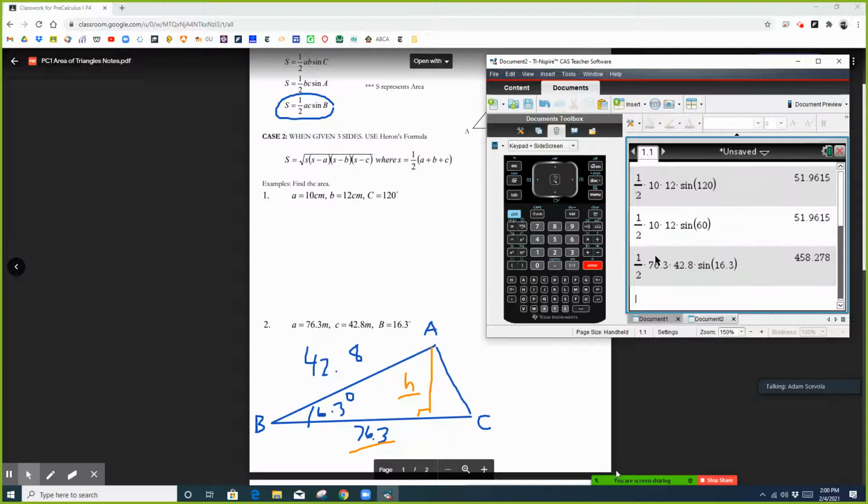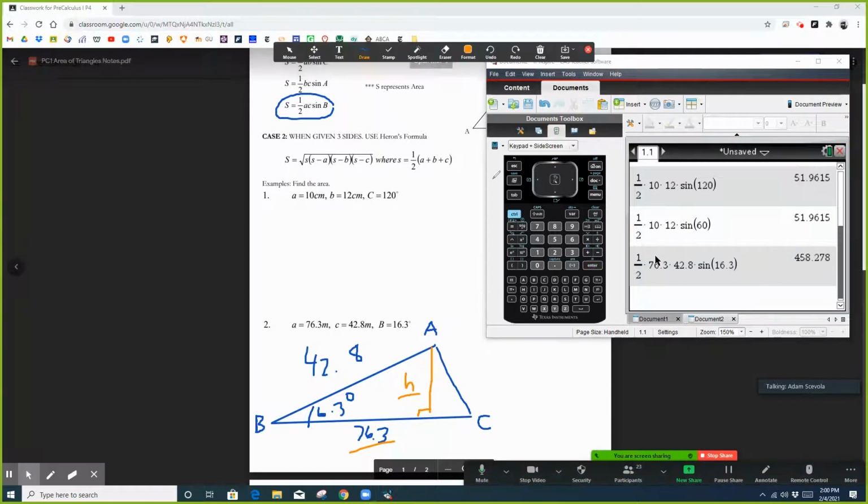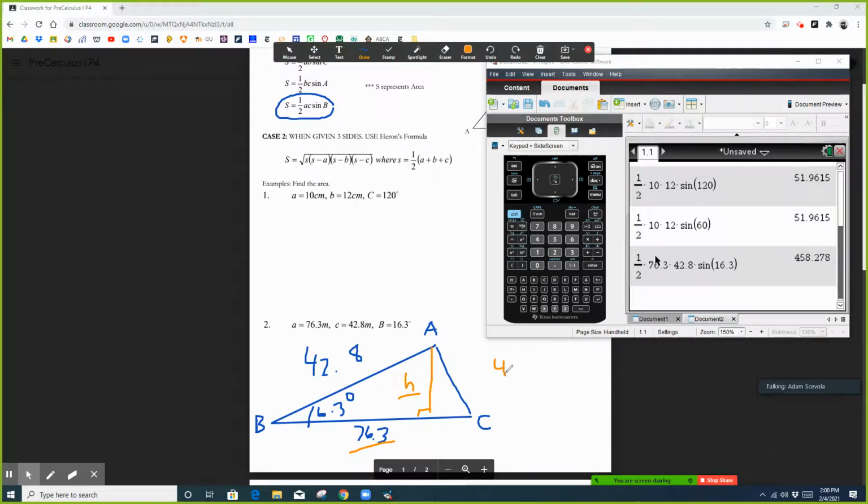So for number 2, the area is 458.27, so we're on up to 3. All right, square meters. And in the previous example, I wrote square units. That was silly. In the previous example, I should have written square centimeters because the length was given as centimeters. All right. Any questions? Let me know. No questions? We'll keep moving.